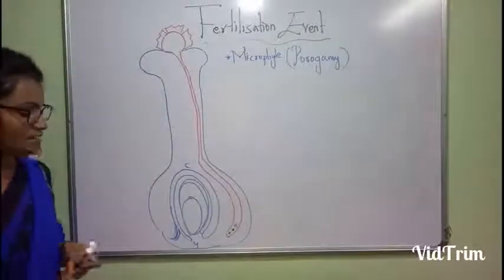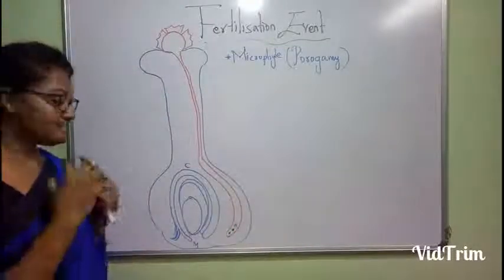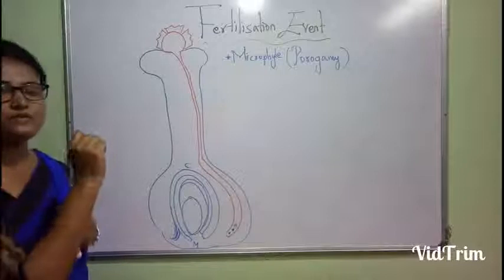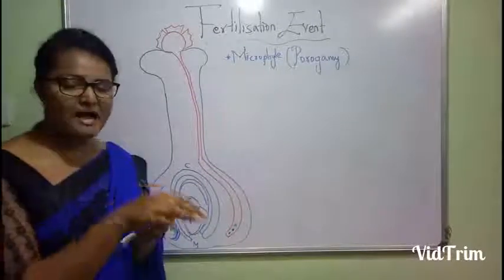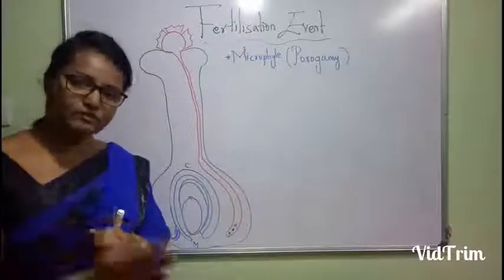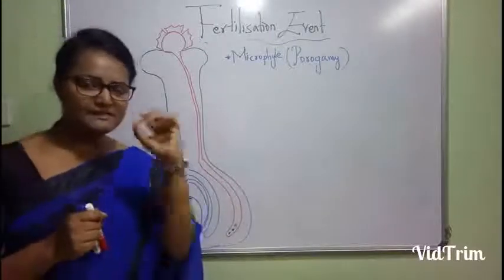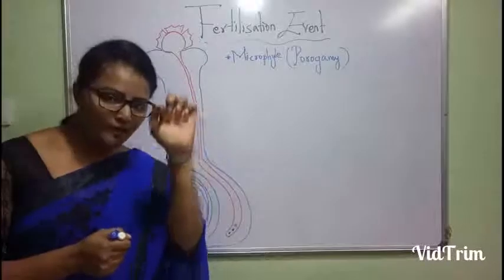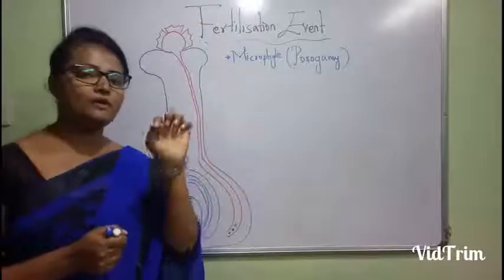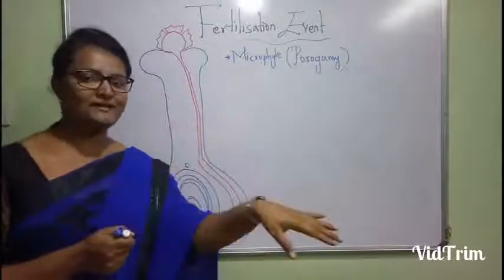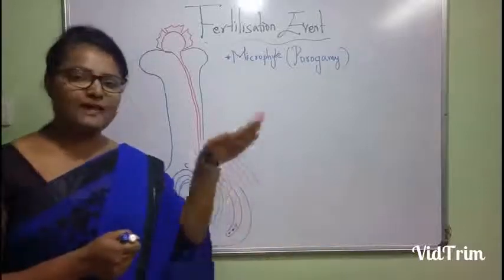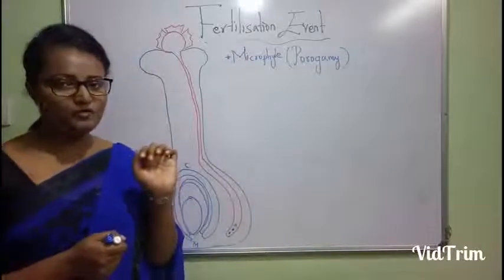Now which cells will show the route or pathway for the pollen tube to enter through the micropylar end only? Which cell does something to show the route, the path, to the pollen tube to enter the ovule from the micropylar end?